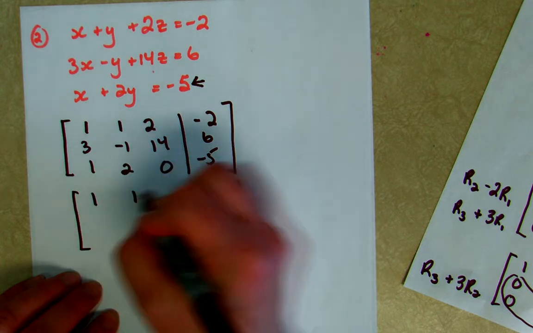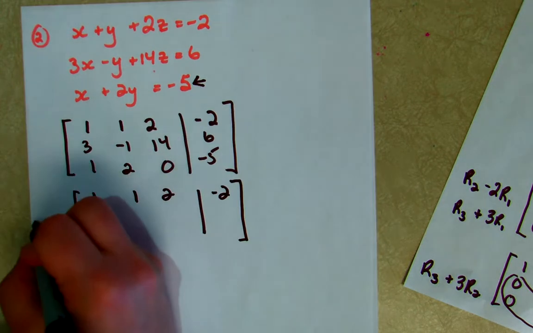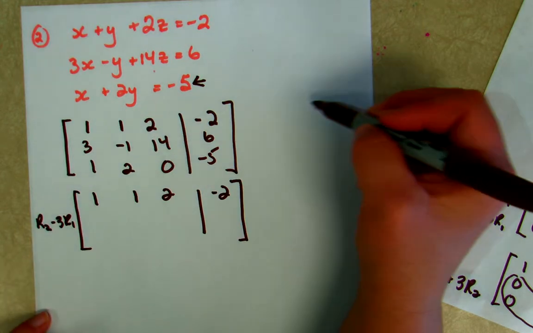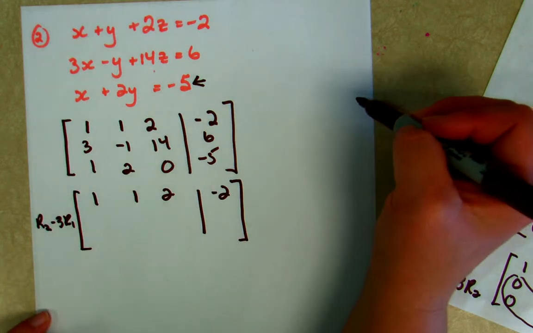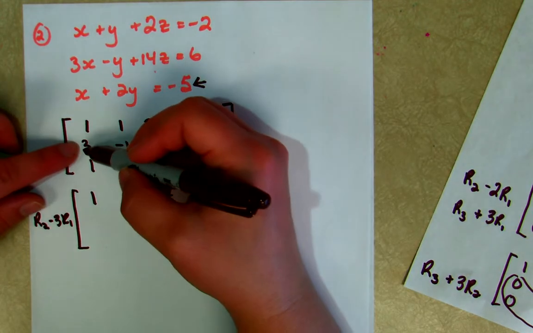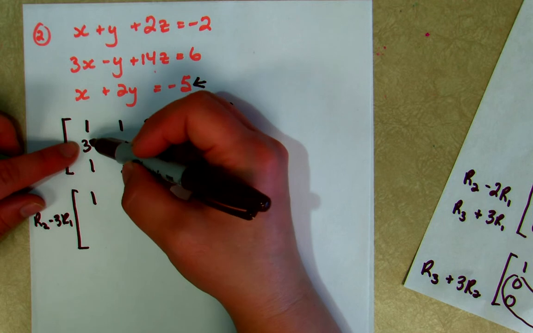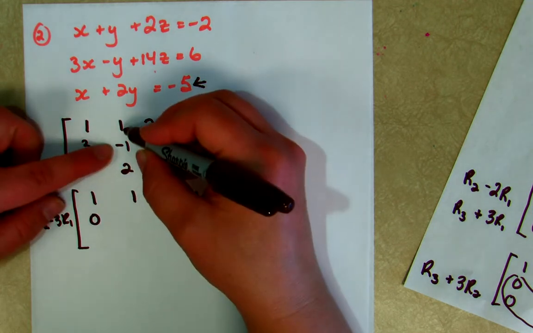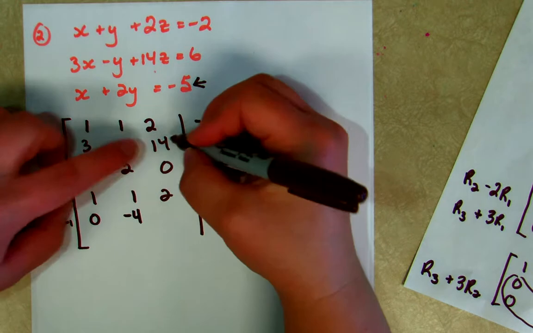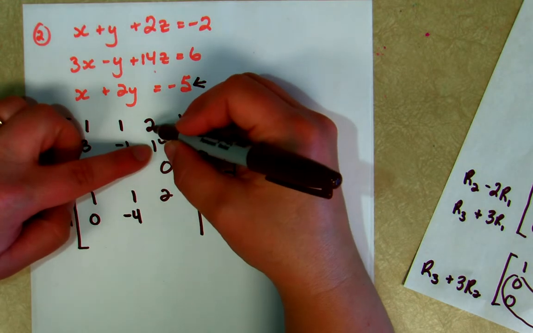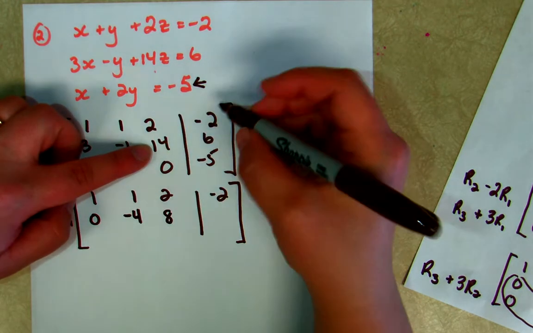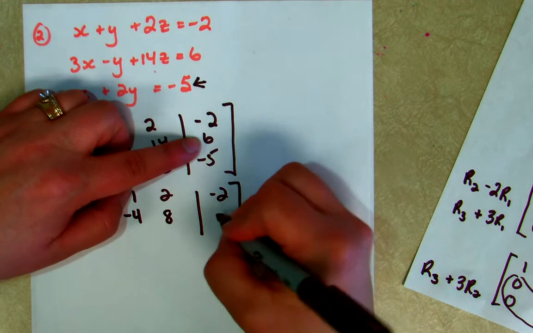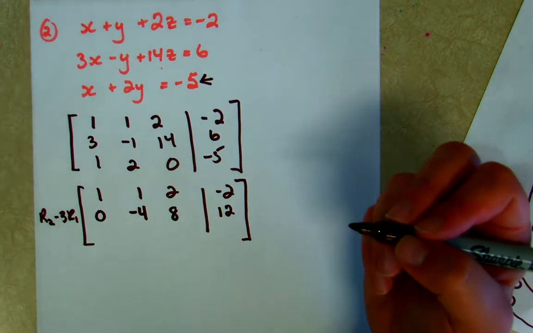So row 1 will stay the same. I'm going to do row 2, subtract 3 row 1s. Feel free to multiply row 1 by 3 off to the side. I'm going to do it in my head. 3 subtract 3 times 1 is 0. Negative 1 subtract 3 times 1 is negative 4. 14 subtract 3 times 2 is 8. And 6 subtract 3 times negative 2 is going to give me 12.